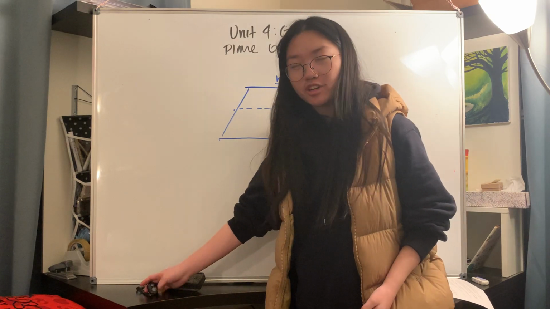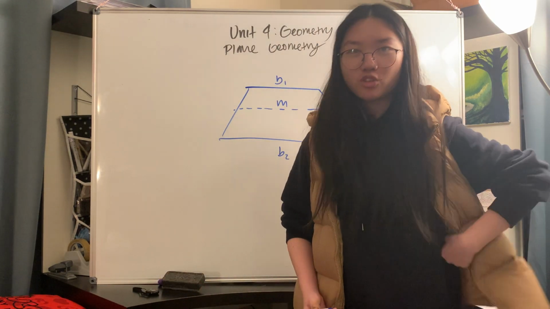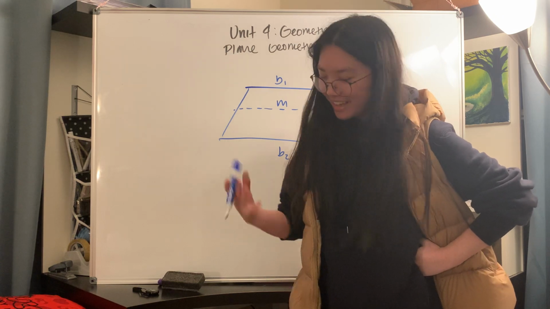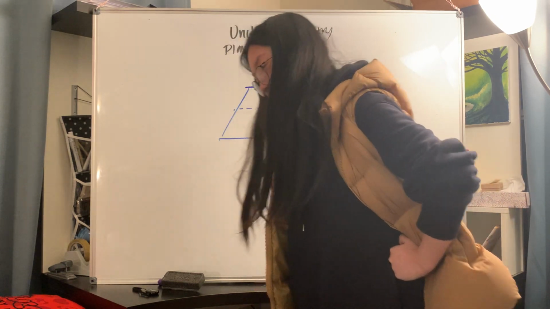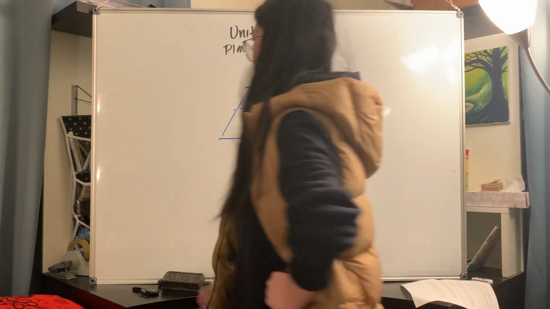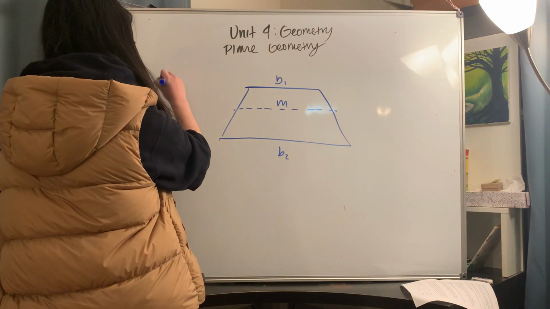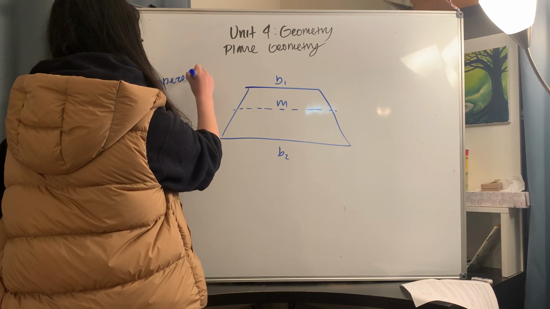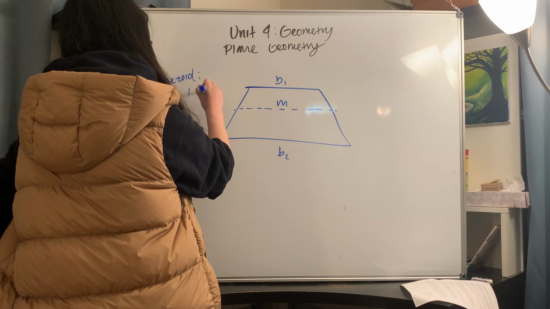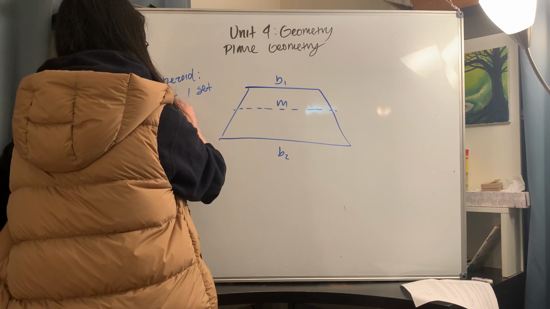Alright, in this video we are going to be talking about trapezoids, or trapeziums in Britain, I believe. Anyways, here is some terminology, or first I should define what a trapezoid actually is. The only requirement for a trapezoid is that it has at least one set of parallel lines.